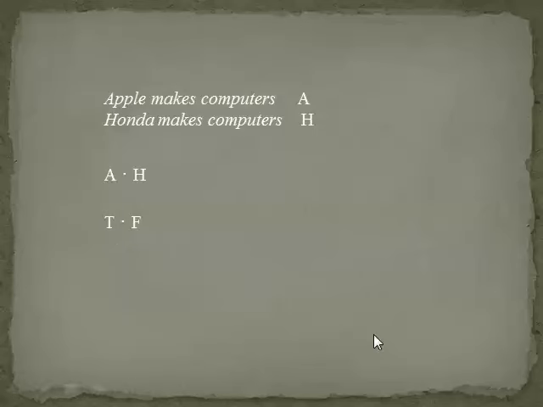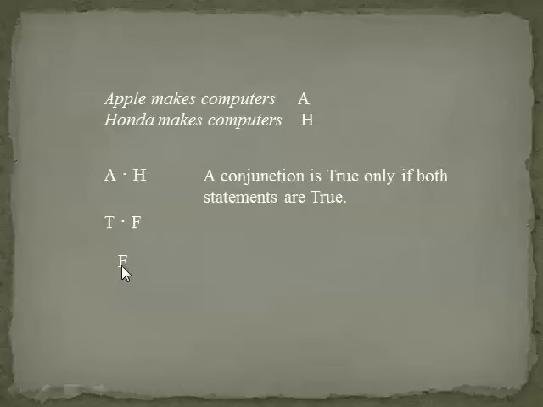If the statement is true that Apple makes computers and false that Honda makes computers, then these are the truth values. Joined by the dot, that's going to make a false statement because the claim is that both are true, but one of them is not. So the claim that both are true is false. And a conjunction is true only if, in fact we can say if and only if, both statements are true.